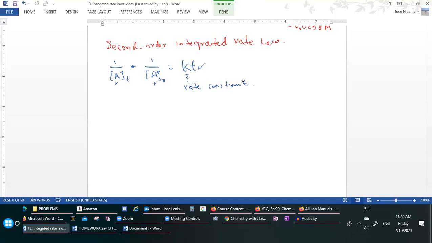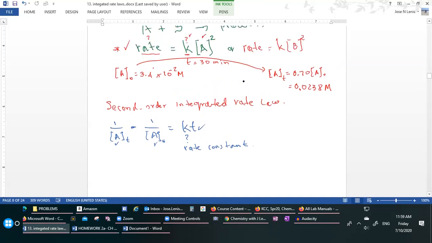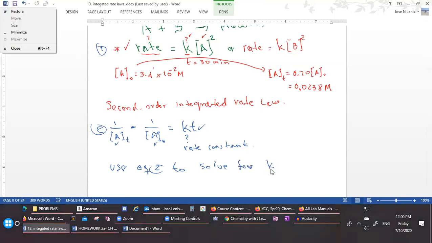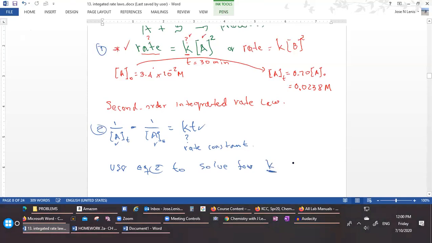So let's do it. Let's plug in the information we just found into this equation to find the rate constant. Once we find the rate constant, we can plug that into this first equation. So we have two equations, equation one and equation two. I put it here for you. So use equation two to solve for the rate constant. Or to find the rate constant. So let's do that.